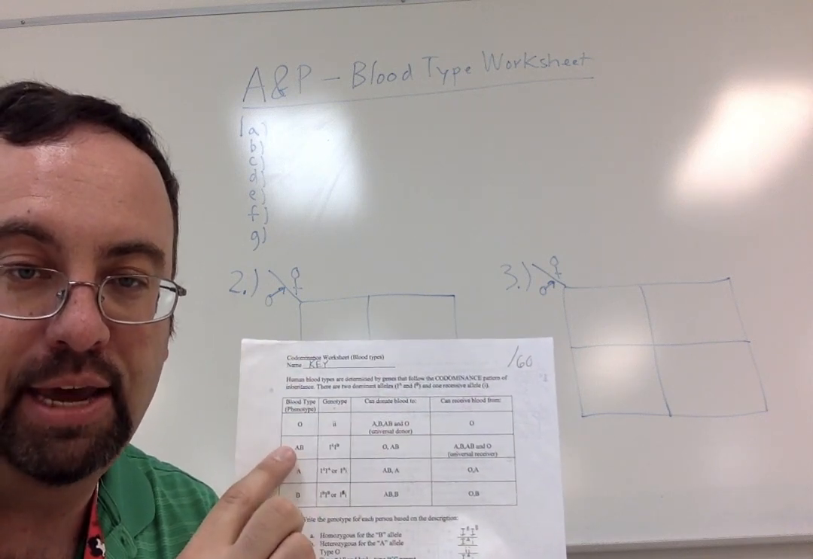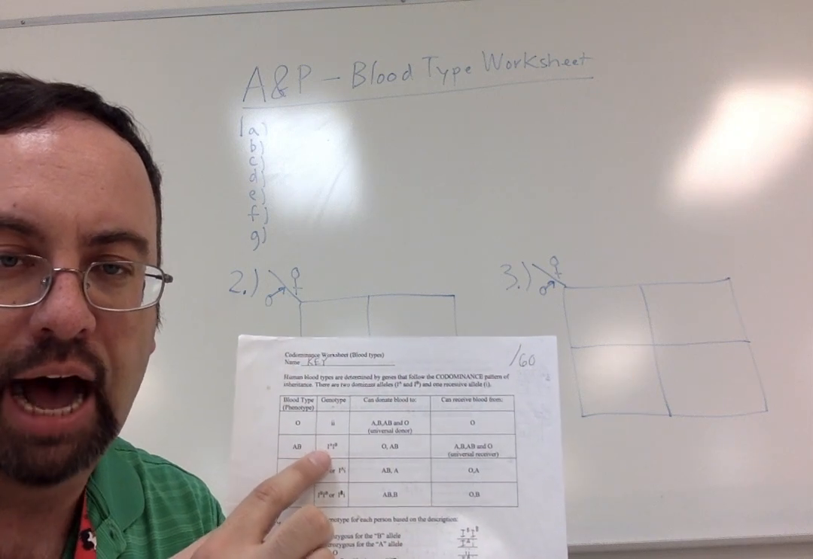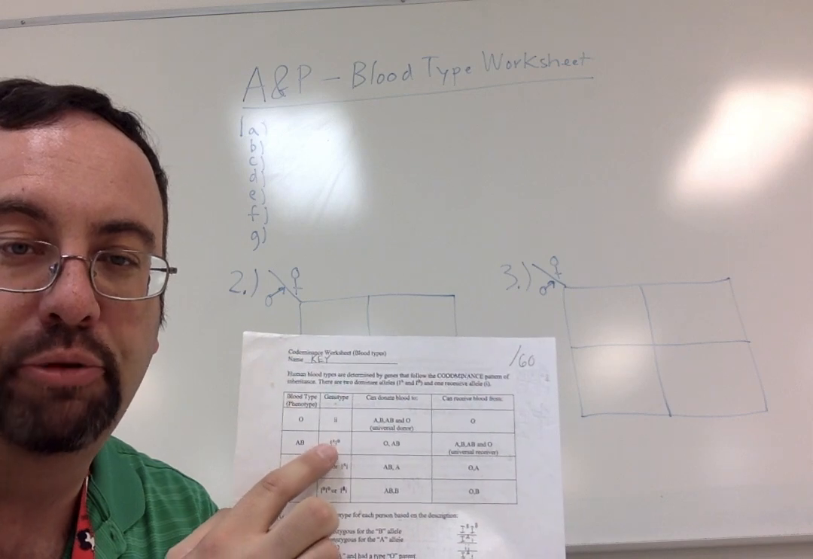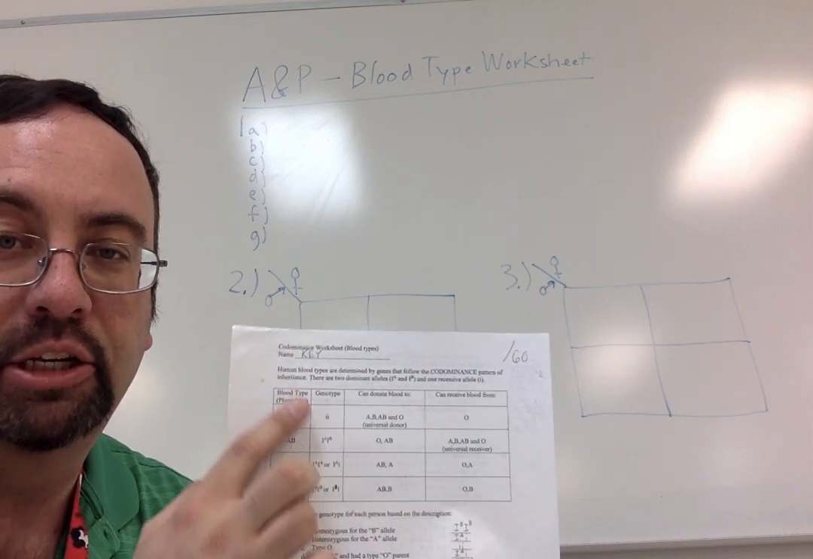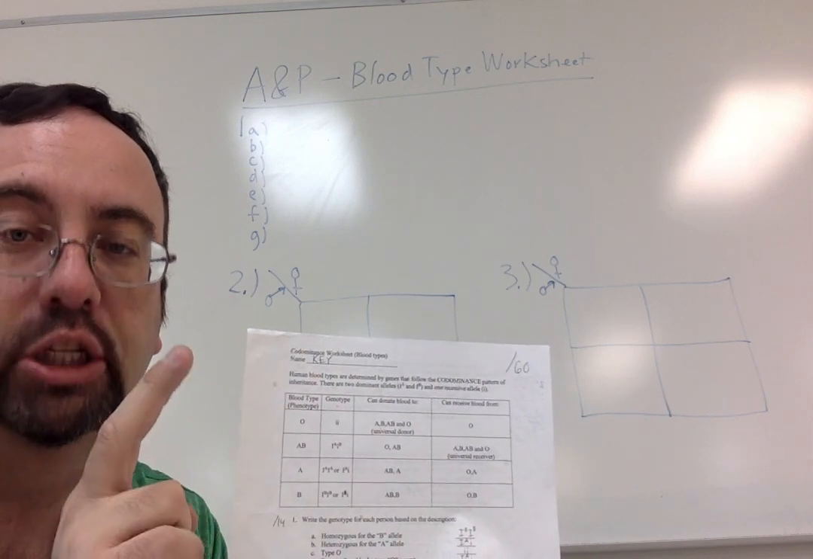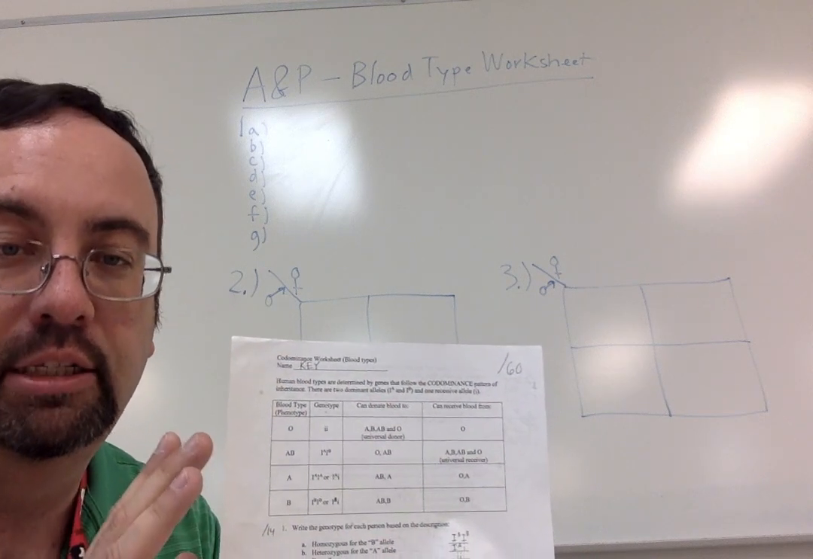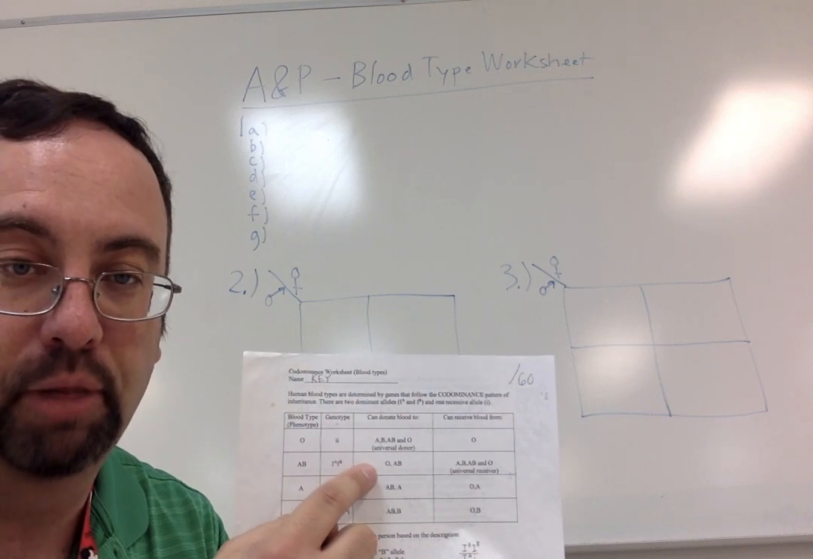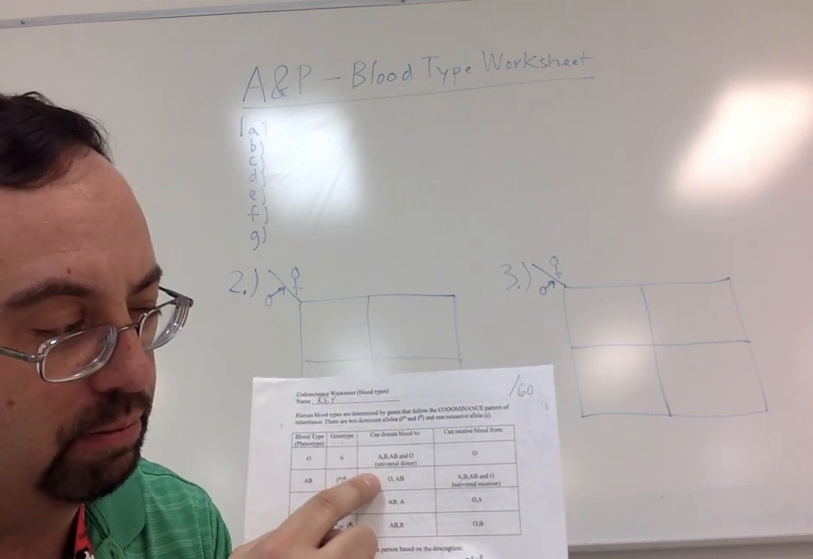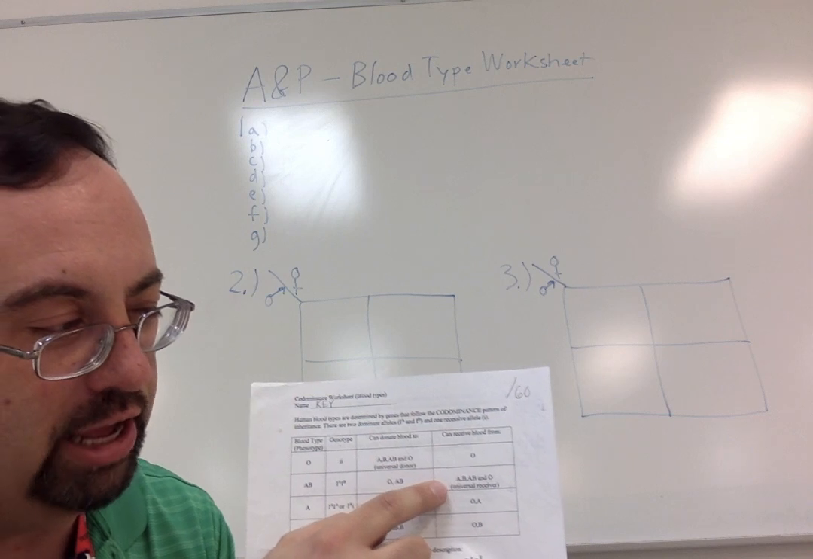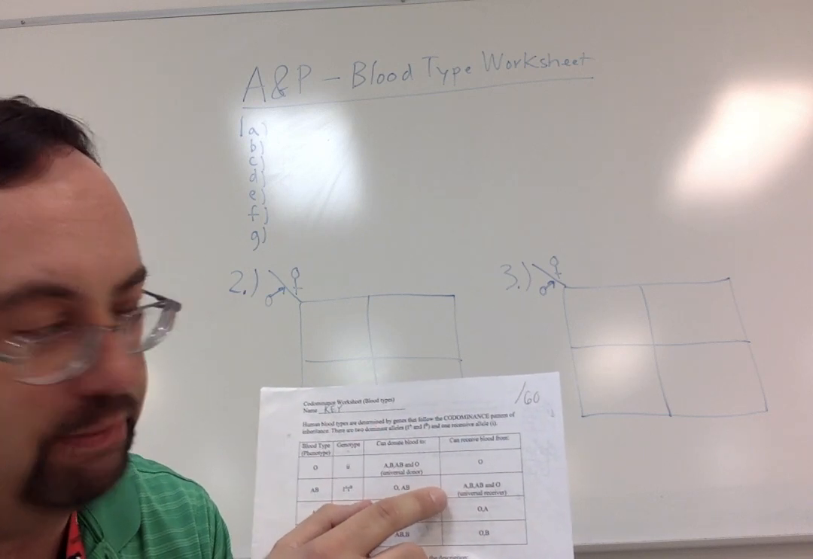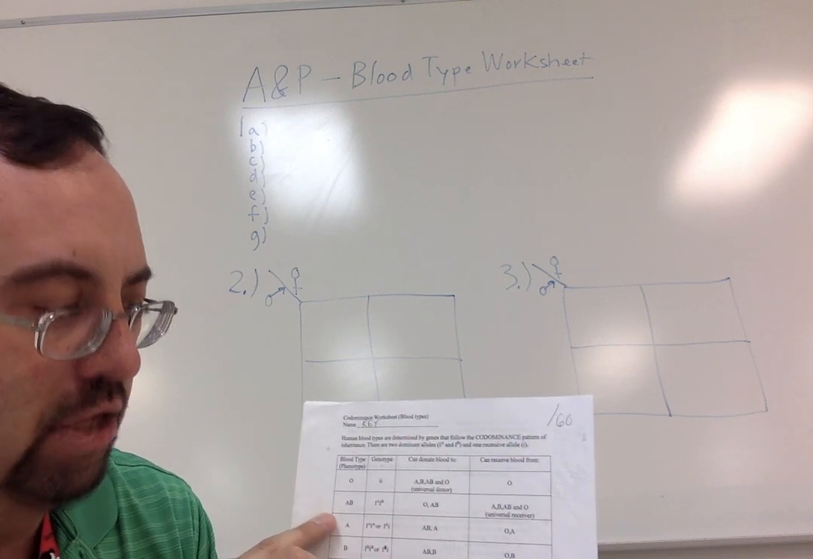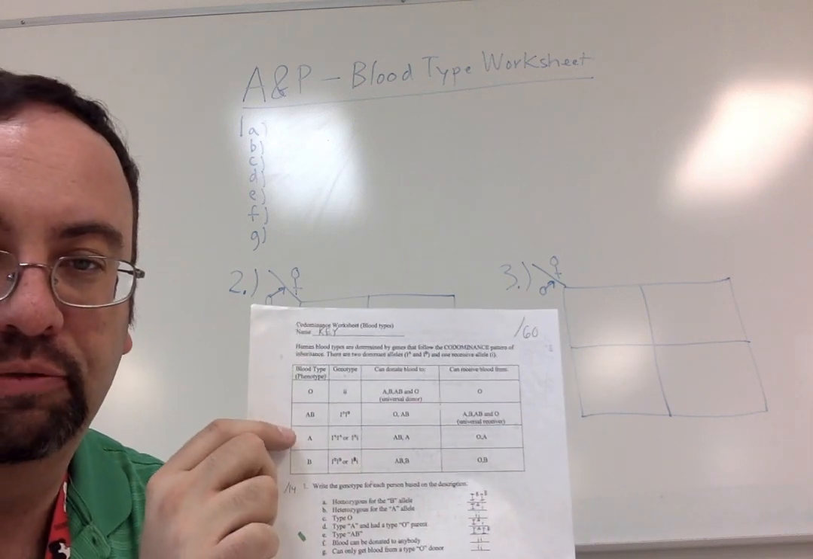In the case of AB, we're going to use I capital A, I capital B, and because both of these alleles are dominant, this is also referred to as co-dominance. So that's another exception to Mendel's rules of inheritance. We can see that people who are blood type AB can receive blood from anybody, so they are the universal receiver.